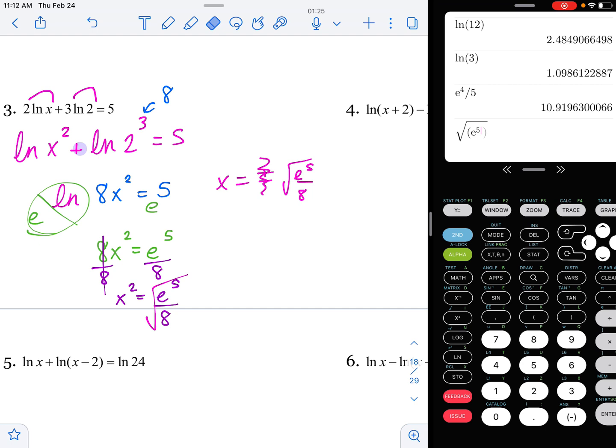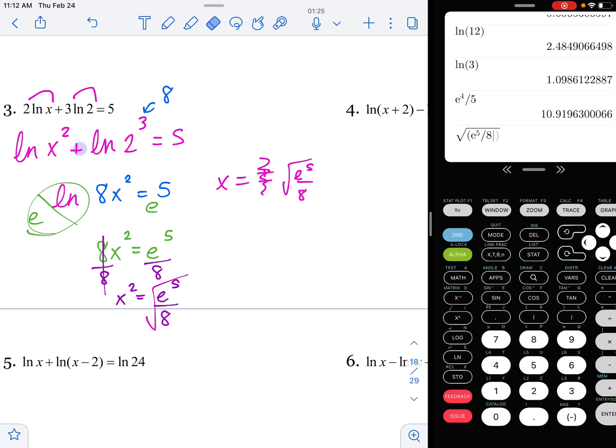I'm going to use my right arrow so that I'm no longer up in the exponent, divided by 8. So what this is going to do is find e to the 5th power, divide it by 8, and then square root the answer. And that is how I will get my exact answer of 4.307. And in this case, I do need to round because that 5th digit is 5 or higher.